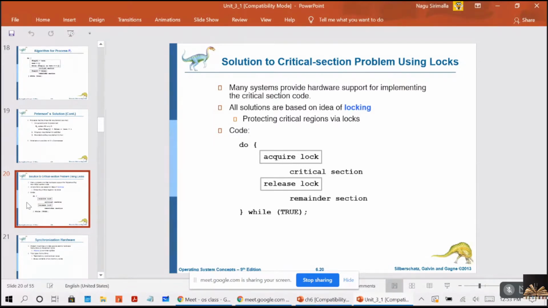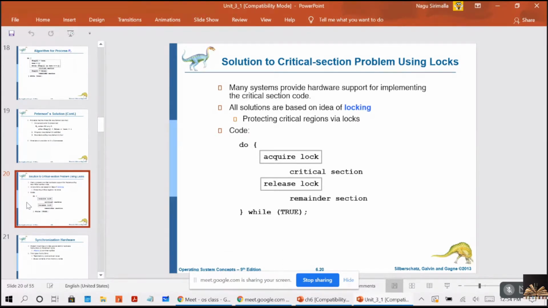There is no guarantee that Peterson's solution will work correctly on modern computer architecture. Why? Because modern computers are multiprocessor computers, and they allow a larger number of processes to run at the same time. And it uses the basic machine language instructions such as load and store, the simple instructions, load and store. So this load and store has to be atomic, as I told you before, right?